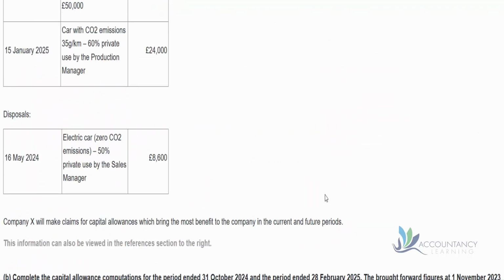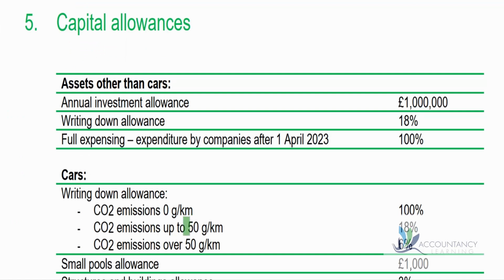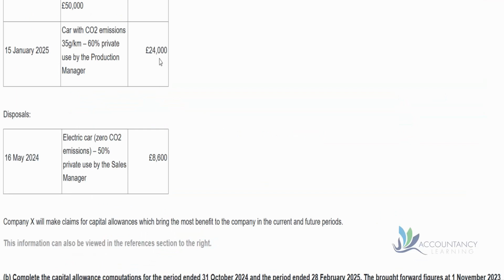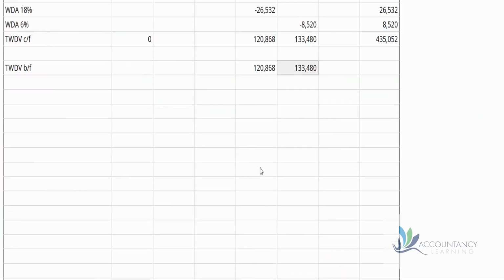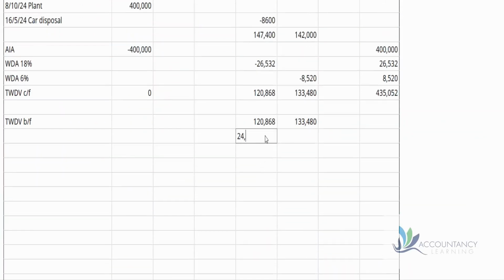So on the 15th of January, we've got a car with carbon dioxide emissions of 35 grams per kilometre. Again, that's in private use by the production manager, an employee, so we don't have to worry about it. Okay, let's see which column we're going to put this into. So with 35 grams per kilometre, that's emissions up to 50 grams. So that's going to go to the general pool, getting 18% capital allowances. So the full 24,000 can go into the general pool.